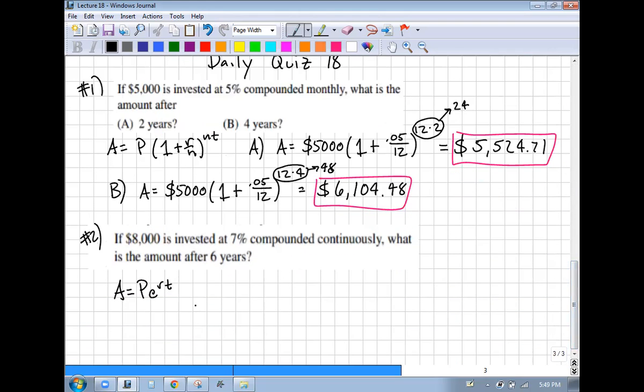All right, number 2, since they say compounded continuously, this is the key word. We have to use this formula. So our principal is 8,000. E to the, let's see, our R is 0.07. And then our T is 6 years. So first off, I start with 0.07 and multiply it by 6. And then I turn my phone sideways and I hit E to the X and then multiply by 8,000. And we're getting $12,175.69.